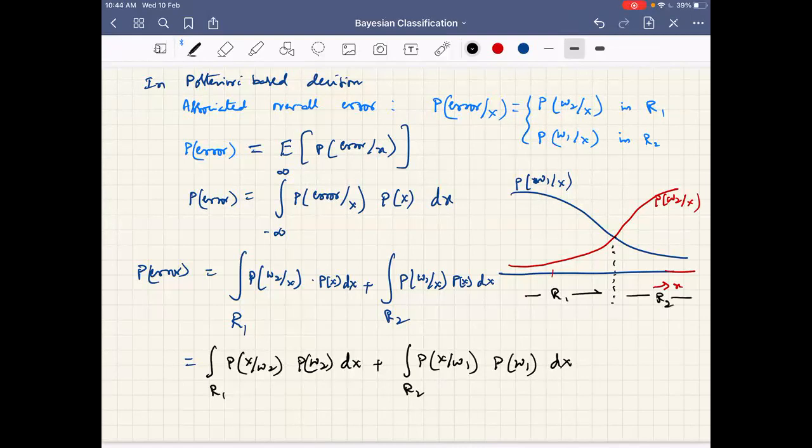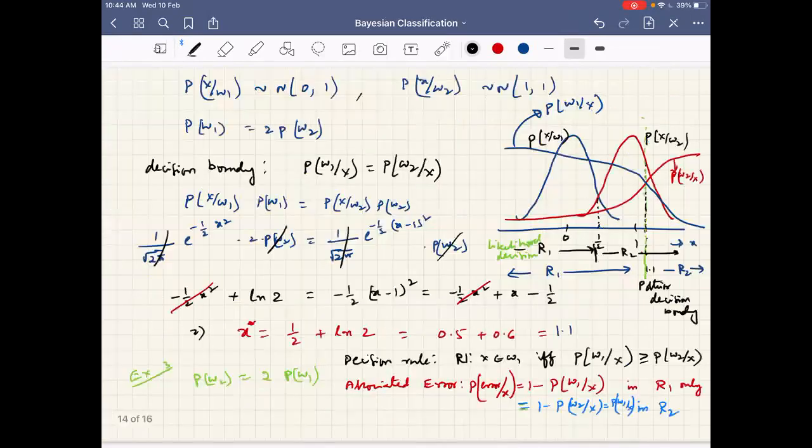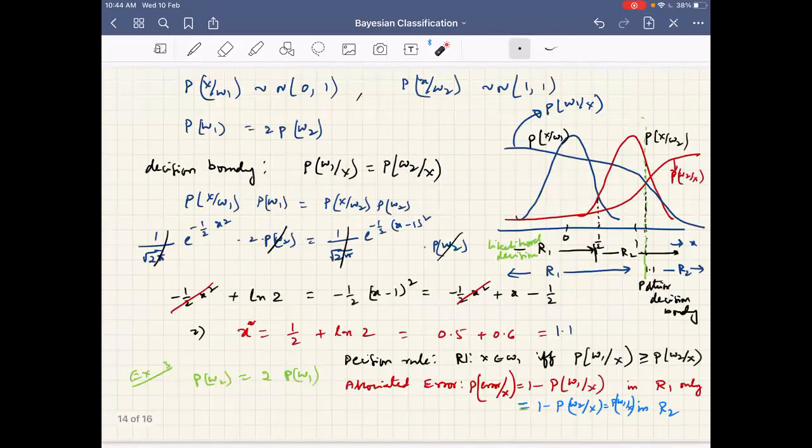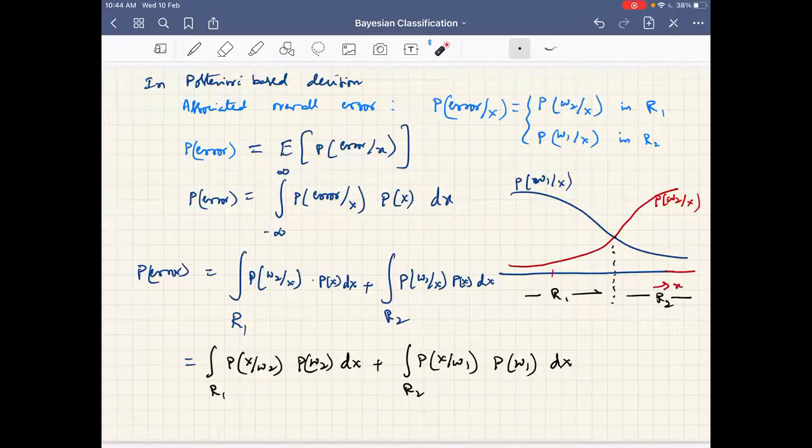If you have only two classes, then this summation is over two classes. If you have C classes, the summation is over C classes. It's all tedious to find, and it's not necessary to find also. We can skip the use of P of x everywhere just by rewriting it. So this is what is referred to as probability of error in Bayesian classification.